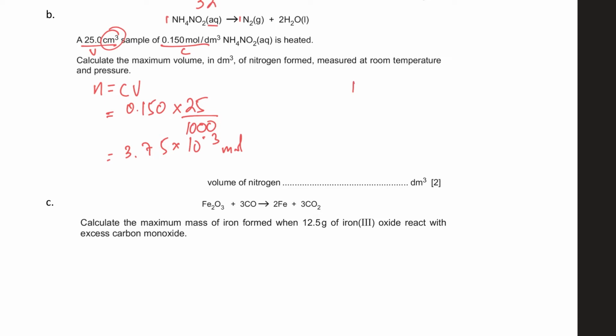Now 1 mole of any gas produces 24 dm cube at room temperature. So 3.75 into 10 power minus 3 will produce x. And when I cross multiply, I get my x equal to 0.09 dm cube, and that's my answer.